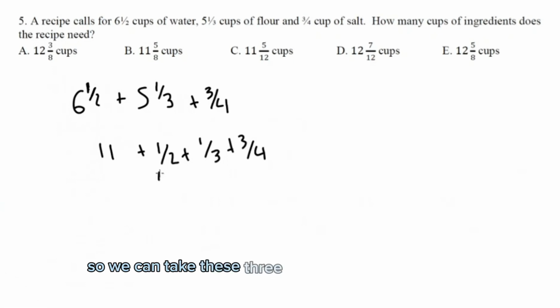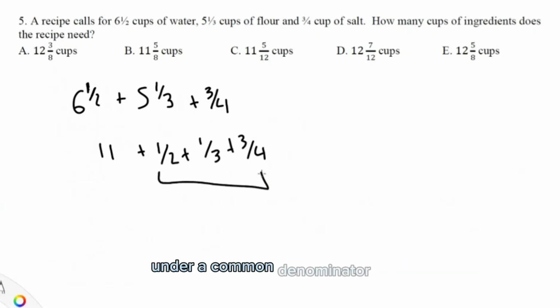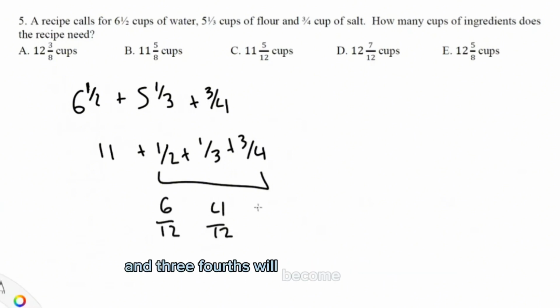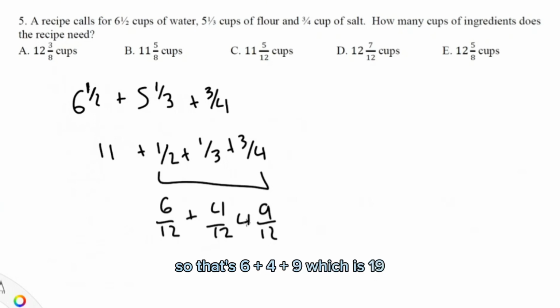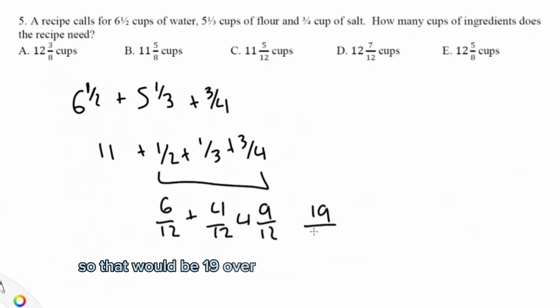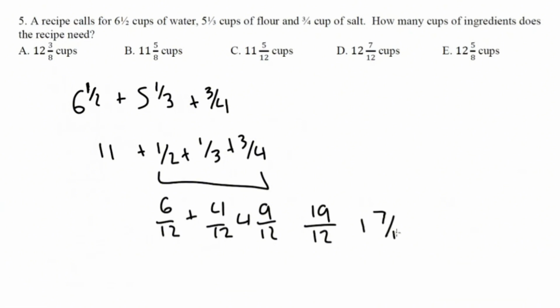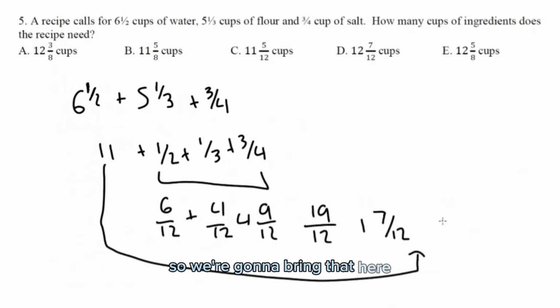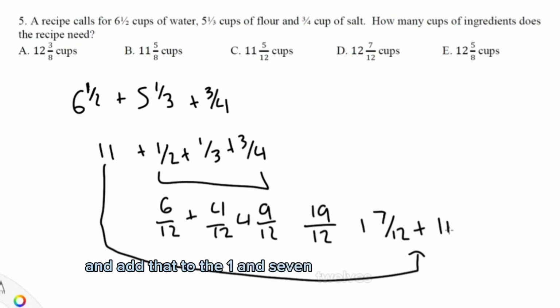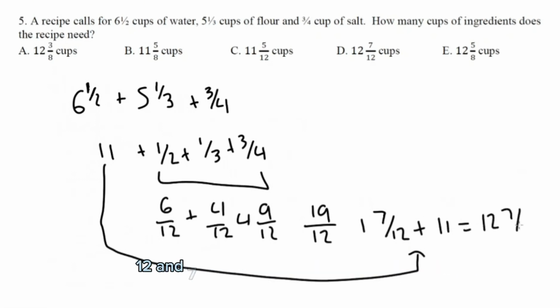We can take these 3 fractions and put them under a common denominator of 12. So 1/2 would become 6/12, 1/3 would become 4/12, and 3/4 would become 9/12. Then we just add them up. 6 plus 4 plus 9 is 19, so that would be 19 over 12, which becomes 1 and 7/12. Now, we already have this 11 from earlier, so we bring that here and add it to the 1 and 7/12, which gets us 12 and 7/12.